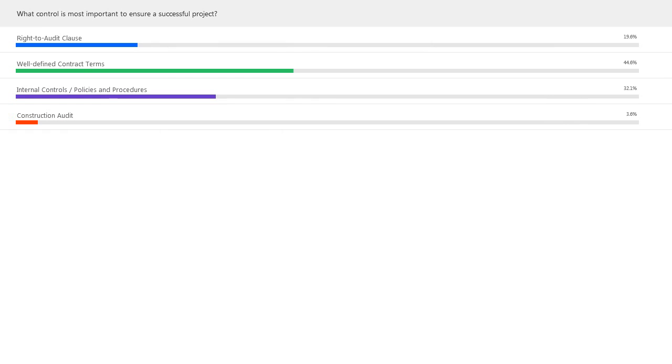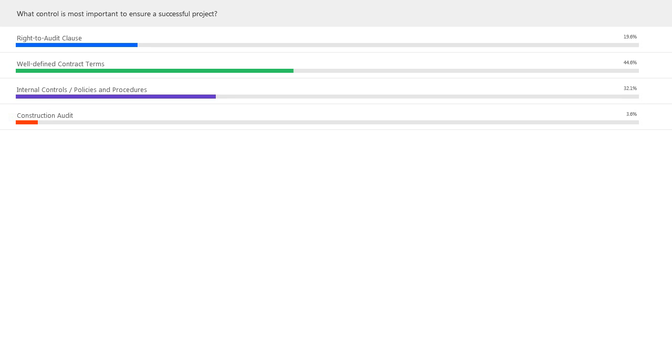Great, some good answers. I would completely agree with the well-defined contract terms. I think spending the time up front on the contract is where we see owners potentially not spend as much time as they probably should, or consult with the right types of people. A lot of times construction auditors get brought in to help with contract terms at the beginning. It's a lot of times a great service that can lead to a more successful project.